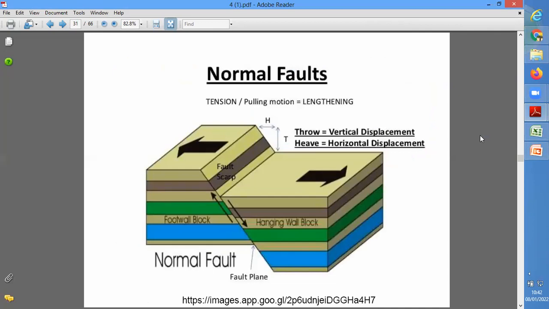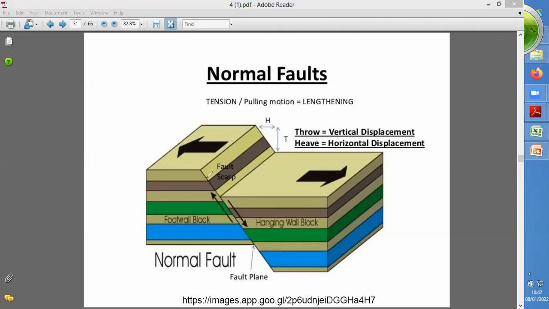This is again one diagram which shows the normal fault. Again, I will show you here the different parts. So this is the fault plane. Okay.